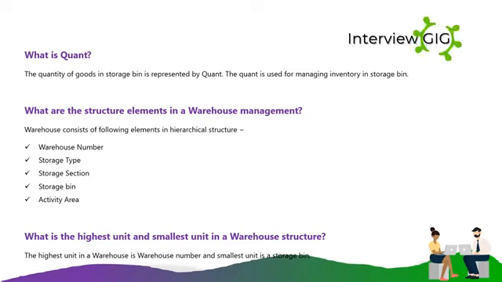What are the structure elements in warehouse management? A warehouse consists of the following elements in hierarchical structure: warehouse number, storage type, storage section, storage bin, activity area. What is the highest unit and smallest unit in a warehouse structure? The highest unit in a warehouse is the warehouse number and the smallest unit is a storage bin.